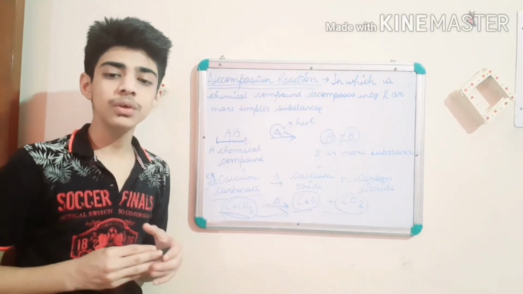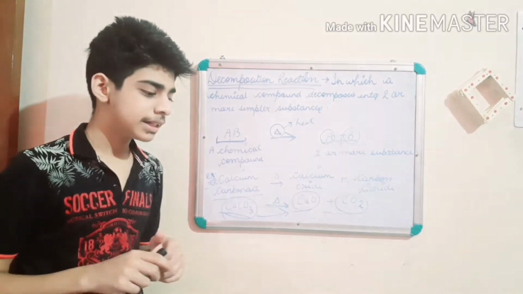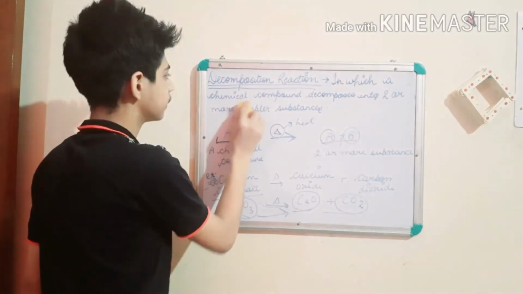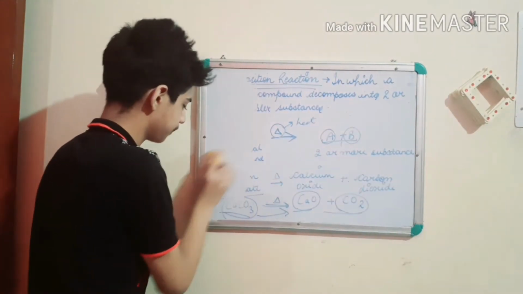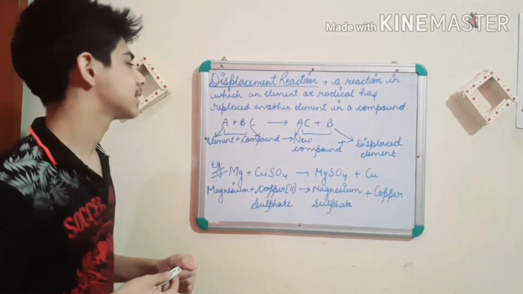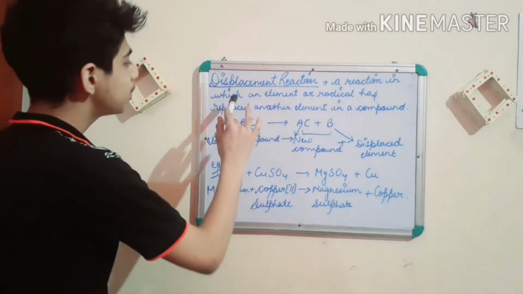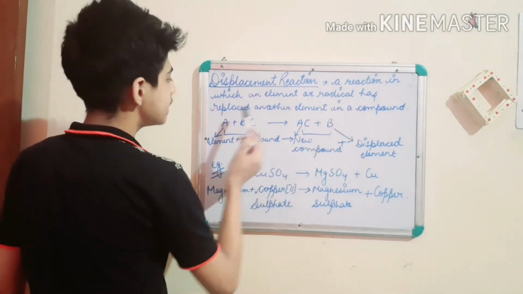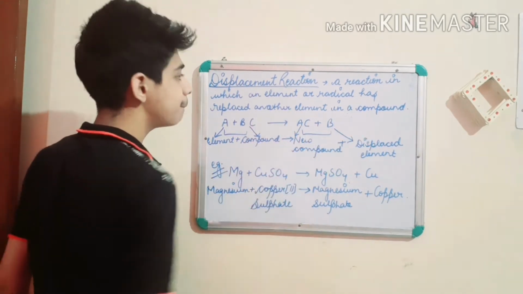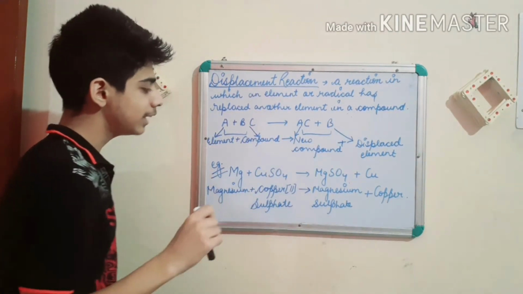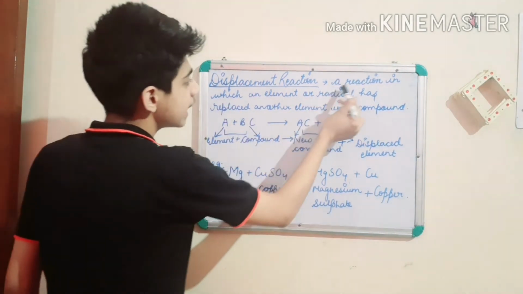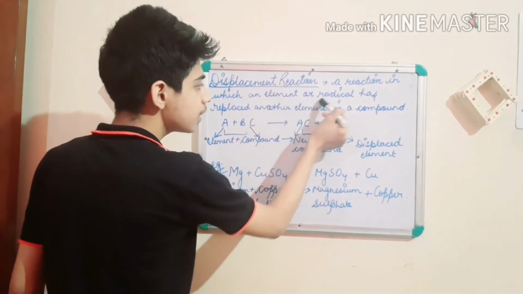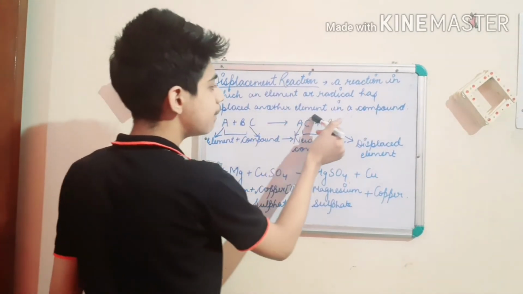Now guys, I am going to tell you the third type of reaction, that is displacement reaction. So guys, the third example is displacement reaction. Displacement reaction is a reaction in which an element or radical has replaced another element in a compound. May I repeat? Listen to this very carefully. It's an important type of reaction. A reaction in which an element or radical has replaced another element in a compound.